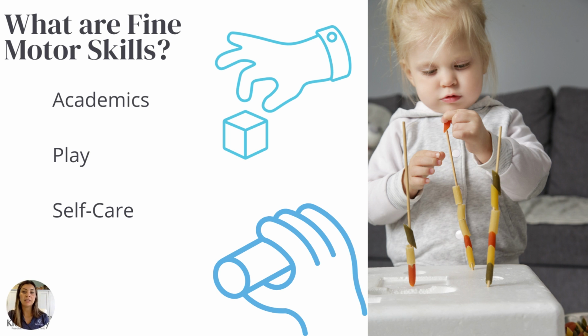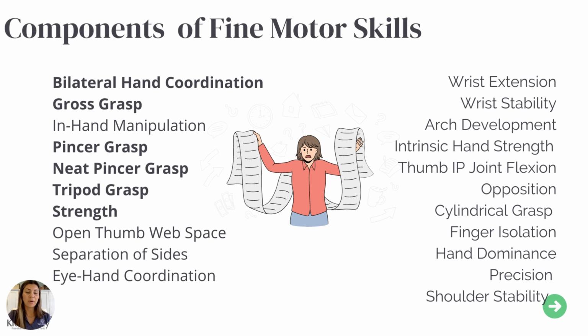Areas of development include bilateral coordination, pinch and grip strength, and separation of different sides of the hand. There's so many different pieces that go into fine motor skills, as we can see here. So when we get a referral that says difficulty with handwriting, which is a common one, we know that it's more than handwriting, and there's probably subcomponents here that we need to work on more than just putting pencil to paper. So there's tons of components of fine motor skills.